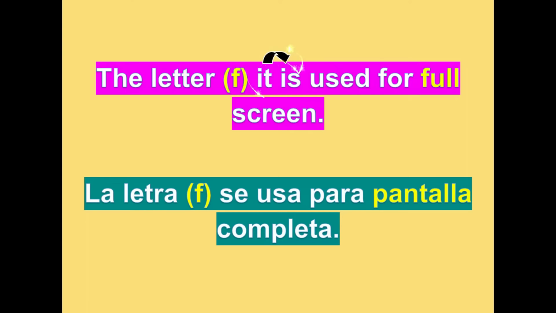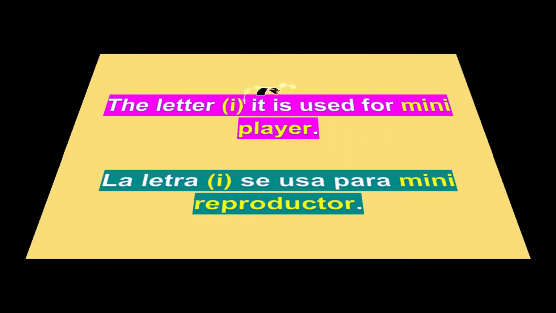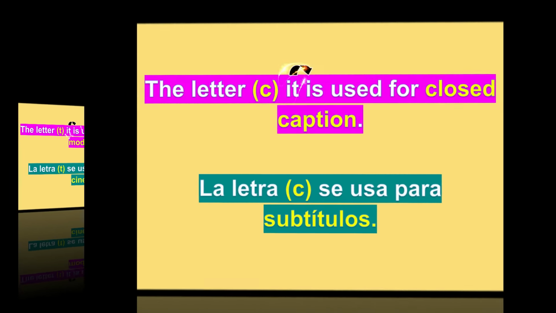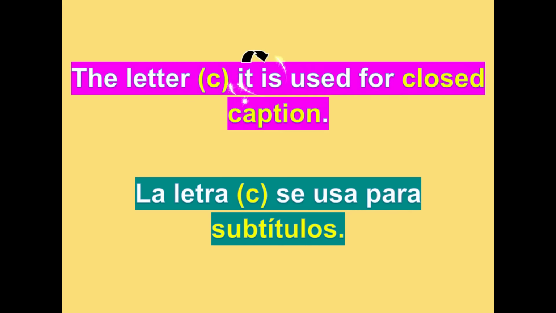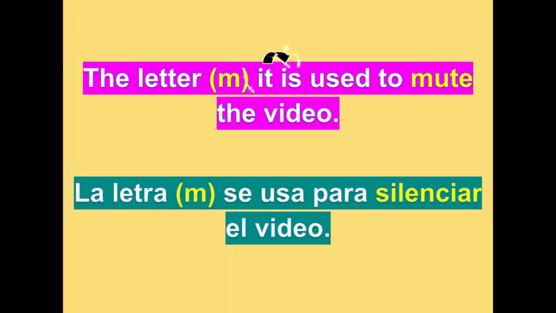The letter F, it is used for full screen. The letter I, it is used for mini player. The letter T, it is used for cinema mode. The letter C, it is used for closed caption. The letter M, it is used to mute the video.